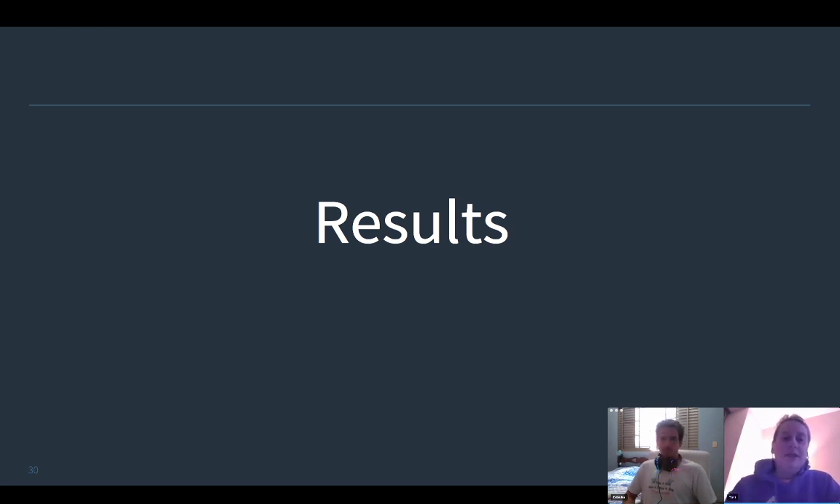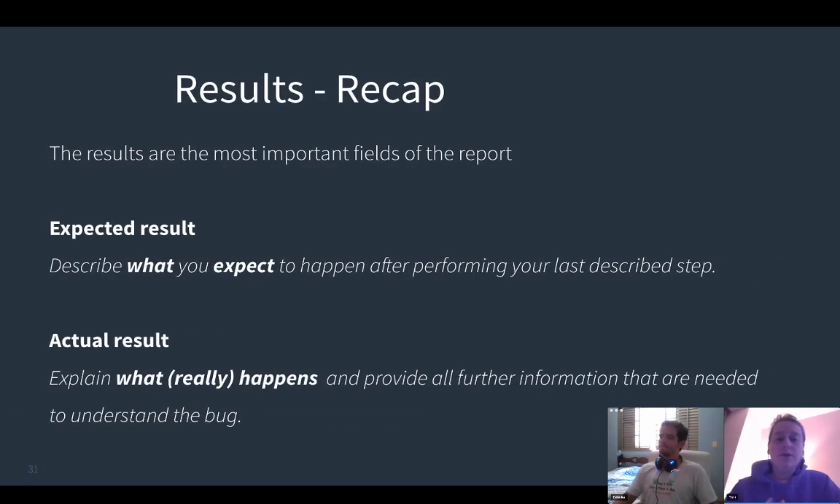Okay, guys, let's get to the results. The results are the most important field on the report, or the most important fields, actually. There's the two fields. So, the short recap. The expected result should always describe what you expect to happen after you perform the last step. And the actual result is where you explicitly say what really happens. In the actual result, you write down the bug. So keep this in mind when we go further on how to upgrade your results.